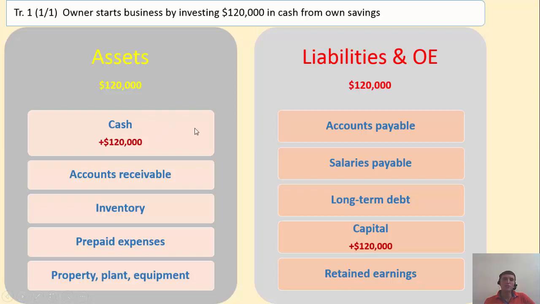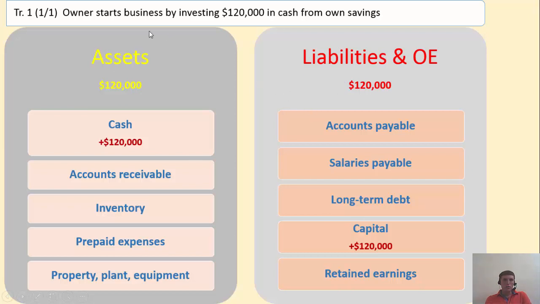And at the same time, it needs to know what happened on the other side, if anything. The opposite effect might be within assets itself. We'll see this in a minute. But in this case, the offsetting amount that will keep the accounting equation balanced, that will keep assets equal liabilities plus owner's equity, is an increase in capital of $120,000. So cash increased, capital increased, assets still equals liabilities plus owner's equity. So this is the effect of the first transaction.